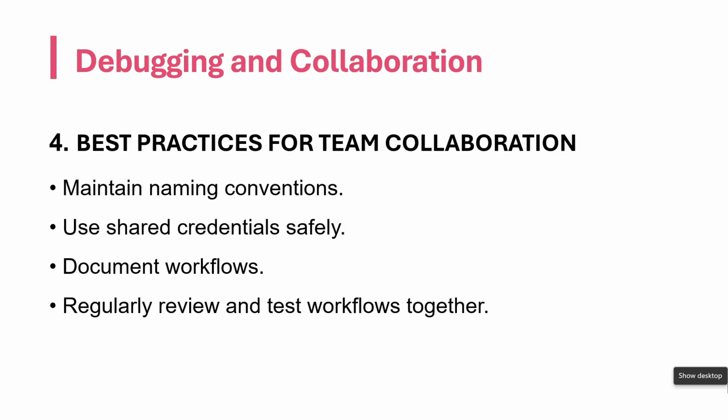So now to close, here are some best practices for team collaboration in n8n. First, always maintain consistent naming conventions for workflows and nodes. This helps everyone understand the logic quickly. Use shared credentials very cautiously and store them securely. You can also keep documentation updated, describing what each workflow does and who manages it. And finally, review and test workflows together periodically to avoid dependency or logical issues. Team collaboration keeps automation transparent, safe, and scalable.